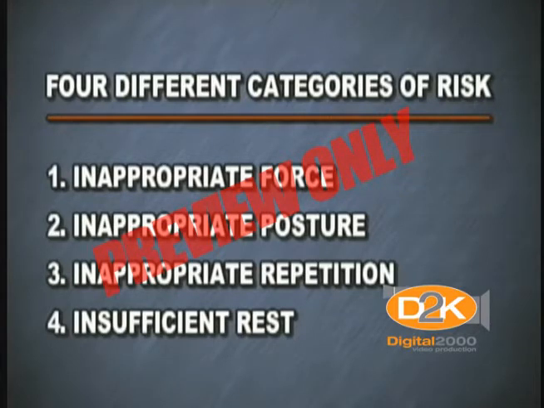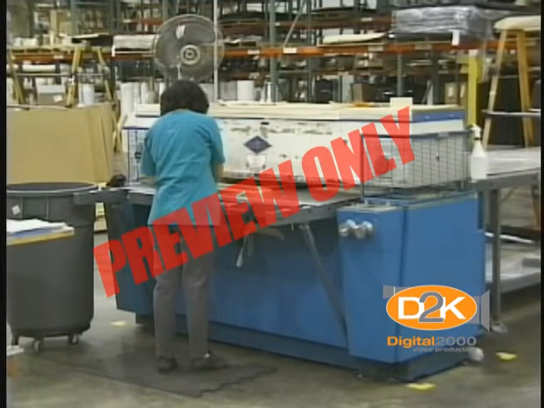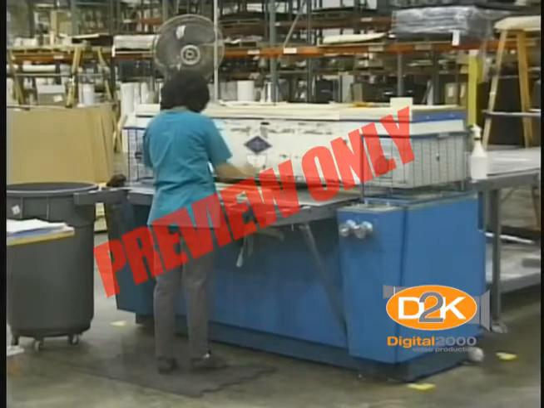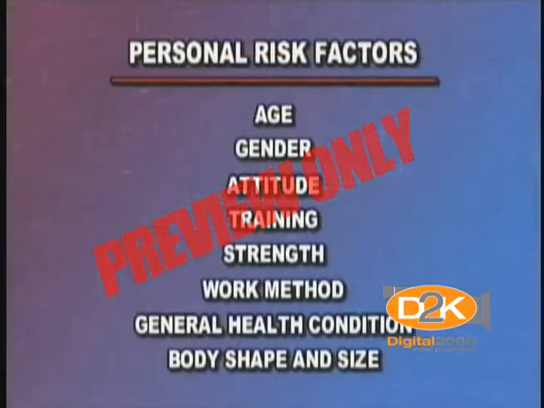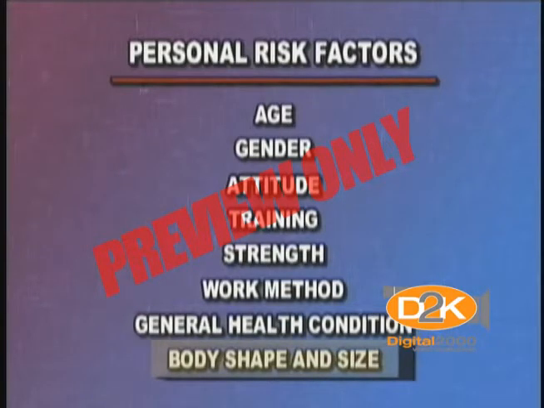Your personal ability to do a job can depend on a variety of factors. This is the basis of ergonomics in the workplace. Since we can't often change you, we must ensure the work environment is adaptable to you. Personal risk factors that may vary between people include age, gender, attitude, training, strength, work method, general health condition, body shape and size. Job risk factors are numerous.